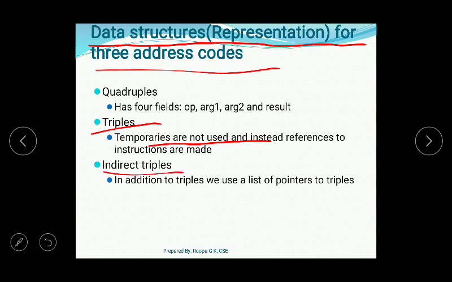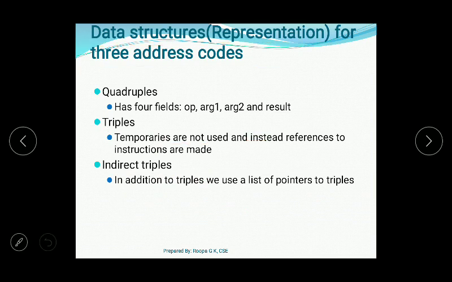Then the last one is indirect triple. In addition to the triple, it is triple only, we use a list of pointers to the triple. Let me explain one by one: quadruple, triples, indirect triple with the help of an example.